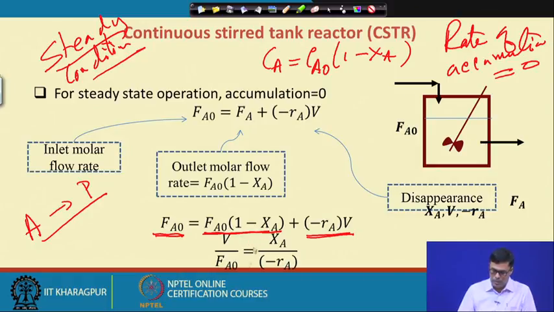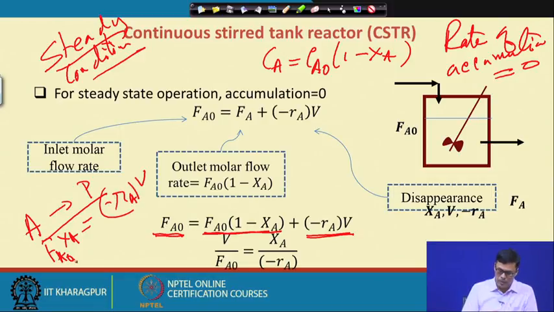So if you solve this equation, we will get V by FA0, am I right, into XA by this, we can write. This is a simple equation. If you solve this equation, this FA0 will cancel, and then it is minus FA0 into XA, you can take it this side, FA0 into XA equal to minus RA into V. Now you can write V by FA0 equal to XA into this. We can easily write it here.